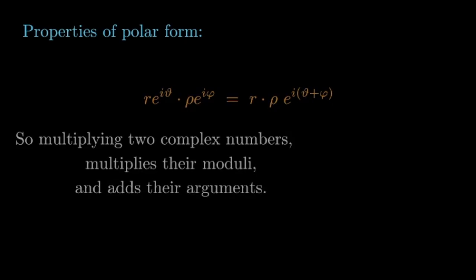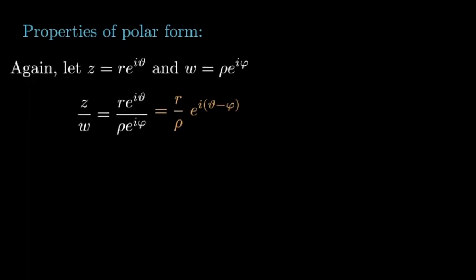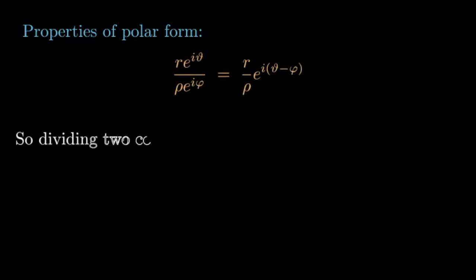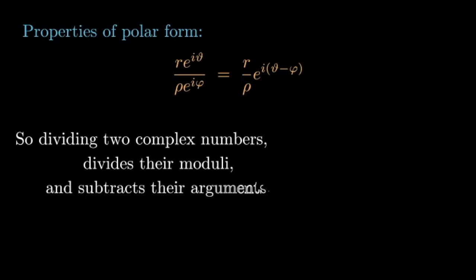Now we can do a similar thing with dividing complex numbers. So again, let z equal r e to the i theta and w equal to rho e to the i phi. Then z over w is r e to the i theta divided by rho e to the i phi. So we'll end up with r divided by rho times e to the i theta minus phi. So again, dividing complex numbers divides their moduli and subtracts their arguments.